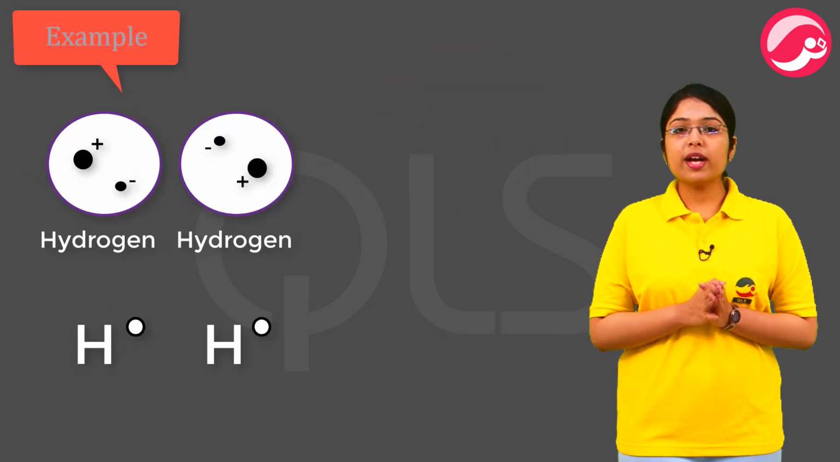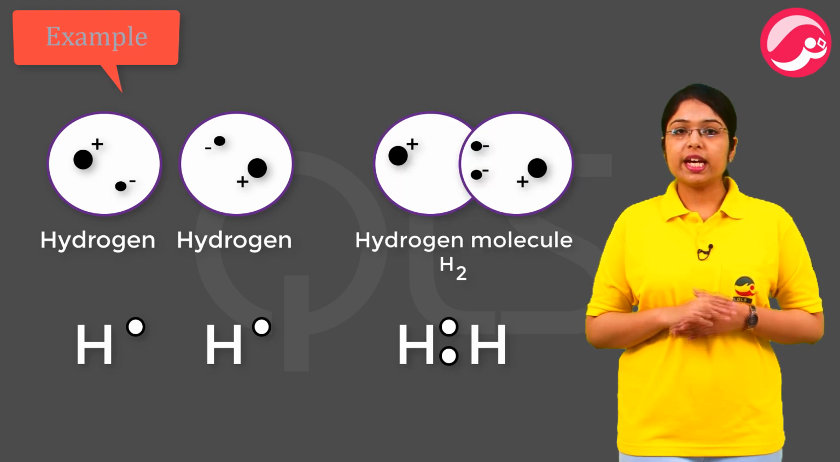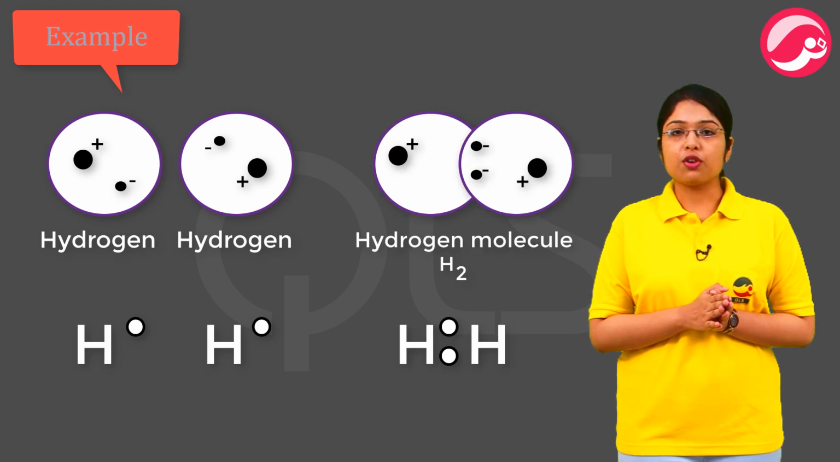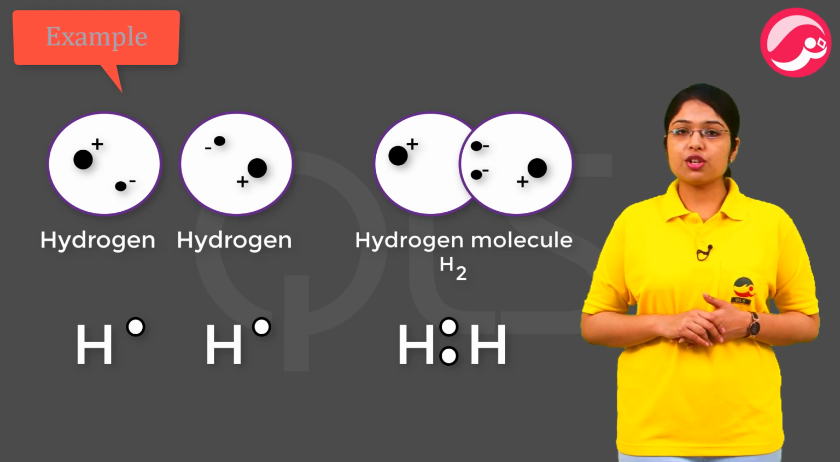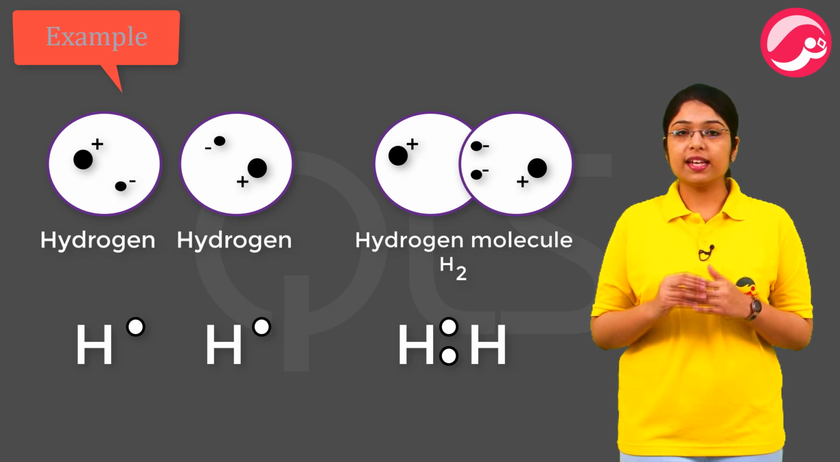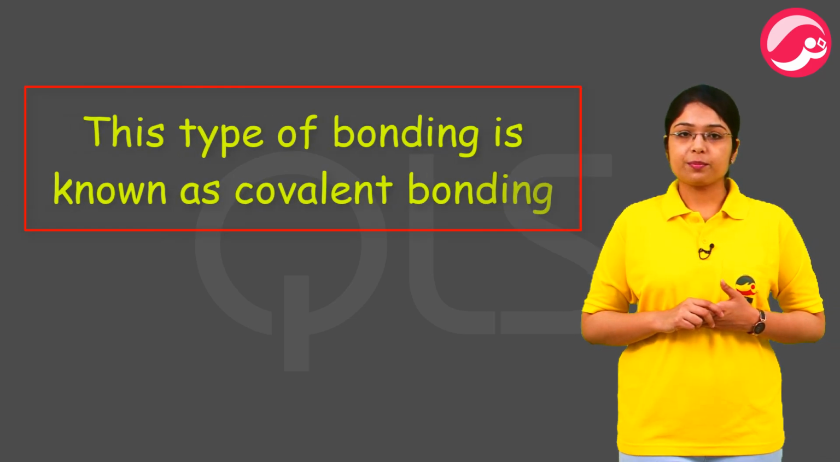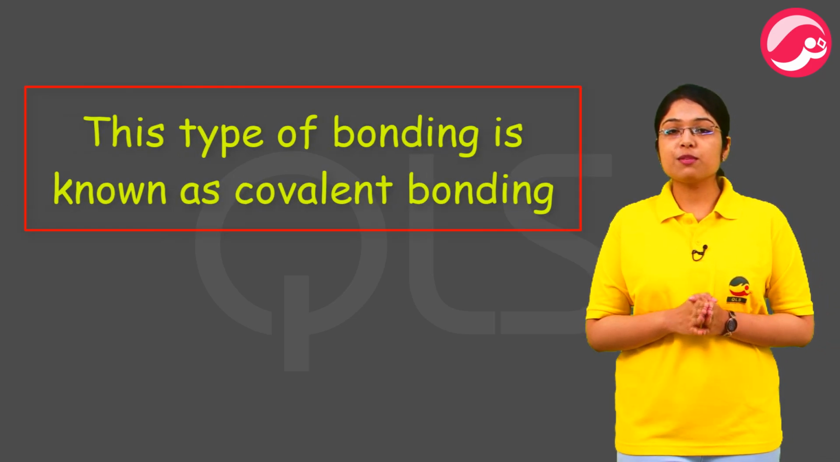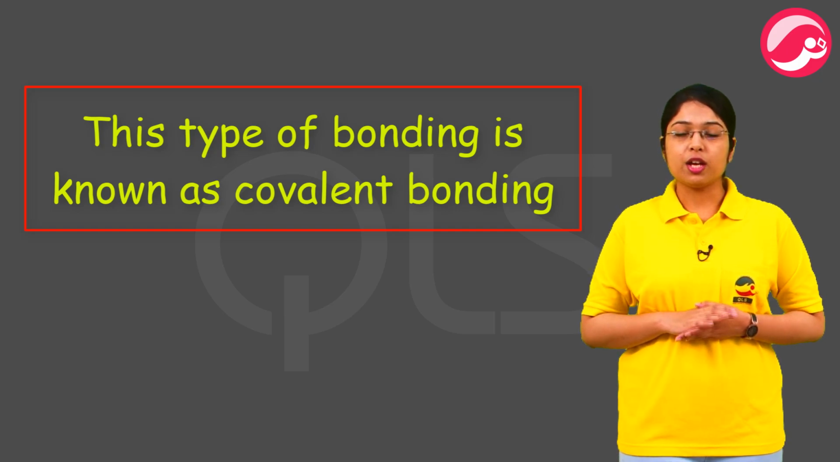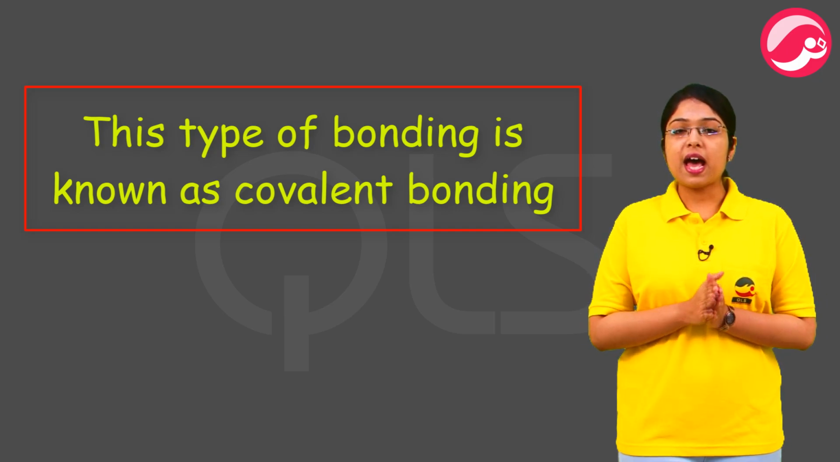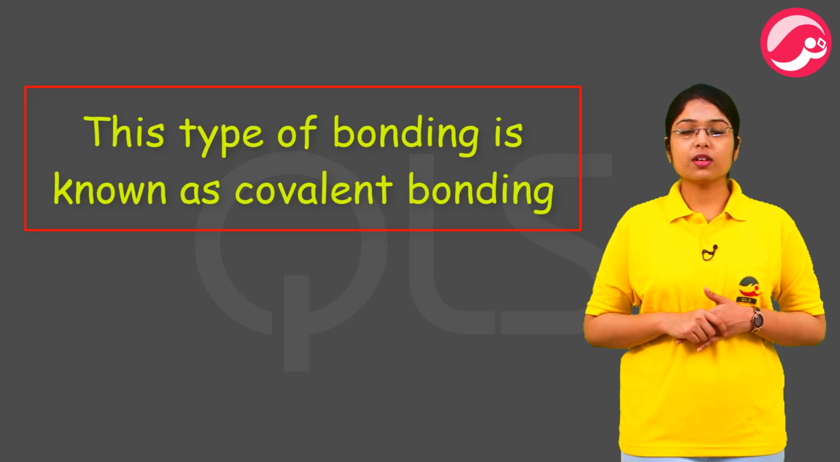For example, two atoms of hydrogen share their electrons to form a hydrogen molecule. It achieves the complete octet of 2 electrons, that is the electronic configuration of its nearest noble gas, helium. This type of bonding is known as covalent bonding. यहाँ पे हाइड्रोजन एटम्स के बीच में एक कोवेलेंट बॉन्ड फॉर्म हो रहा है, because hydrogen has a valency of 1.